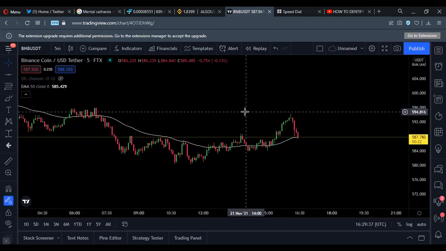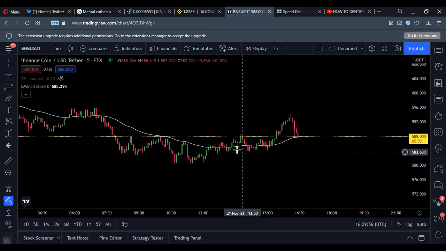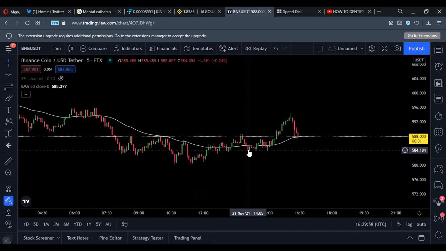Remember what we said. First of all, you need to wait for the price to come back and retest the 50 EMA. So the flipping occurred there, and then immediately you can see it here. Immediately we had this retest, this price coming back to test the 50 EMA.